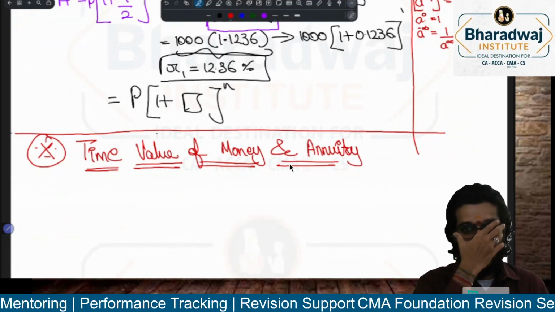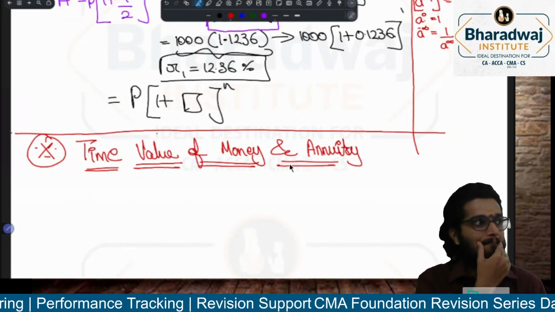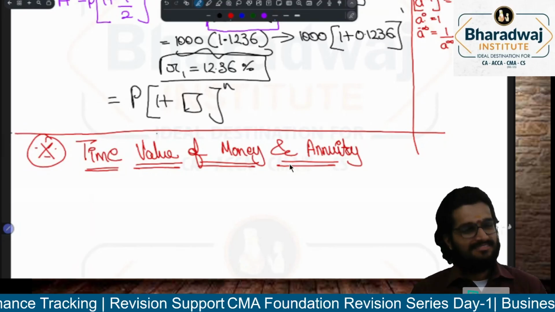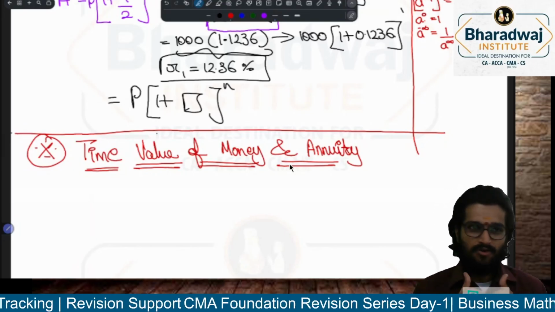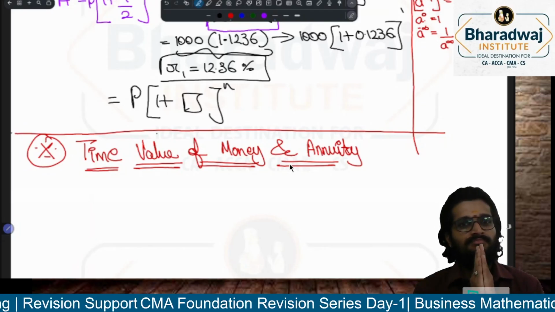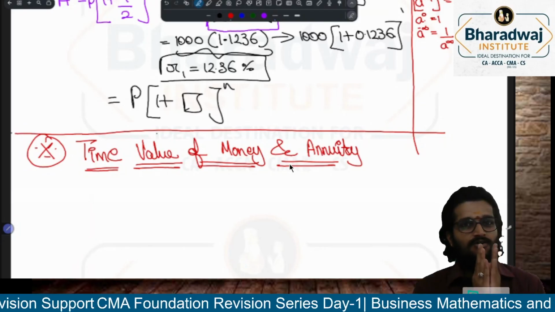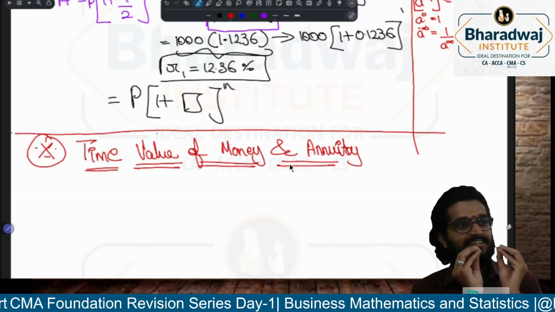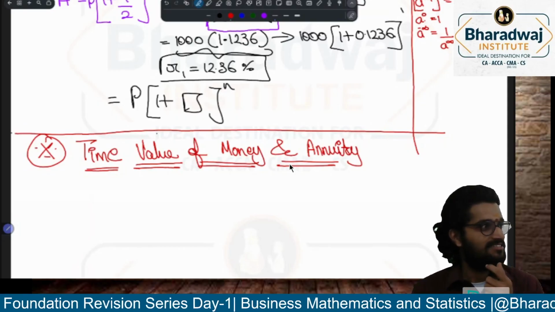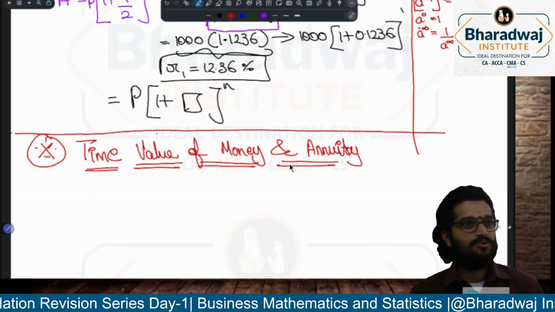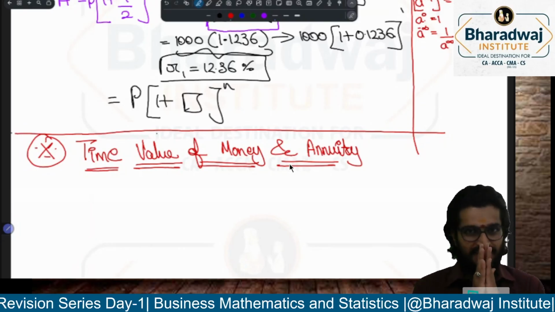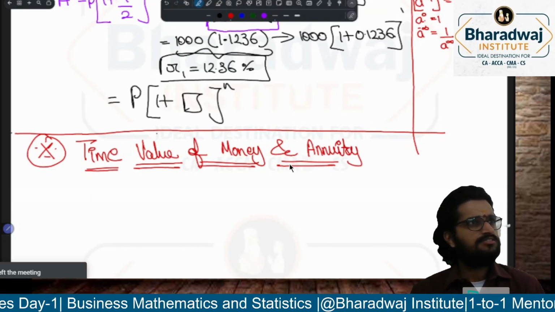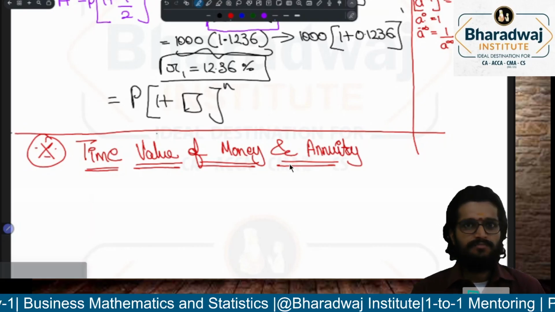Time value of money and annuity. The same example I am going to take, which I took for the regular class. Hope many of you have seen this small samosa. Chai King is famous for those small samosas. Let me take the example of Chai King itself. One box costs around 20 rupees, right? Okay, let it be 20 rupees.